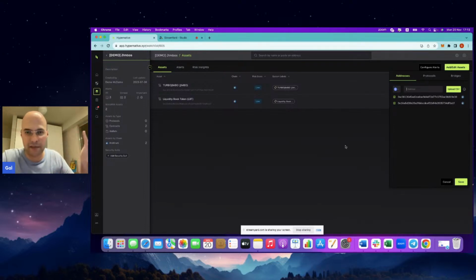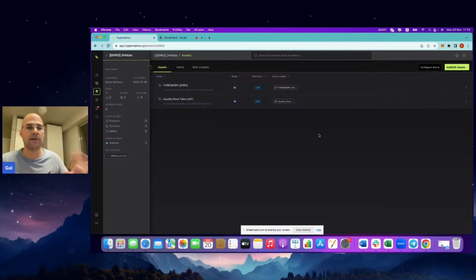And as Hypernative, we don't need to do any integration with your protocol. So we already cover, in the chains that we monitor, all the different contracts or protocols that are running, out of the box. So you can already add this, and this is all the integration that you need in terms of the detection, right? So you add the contracts that you want to monitor.